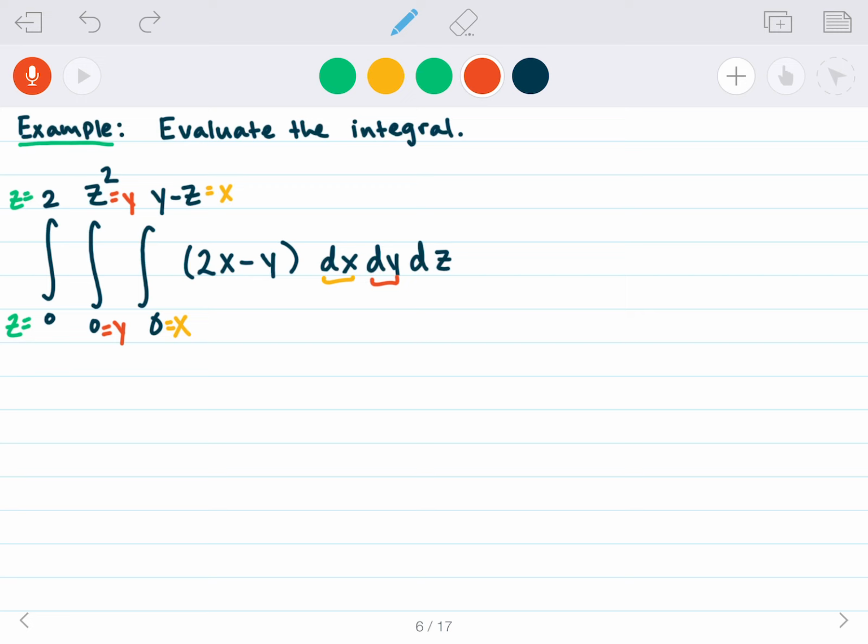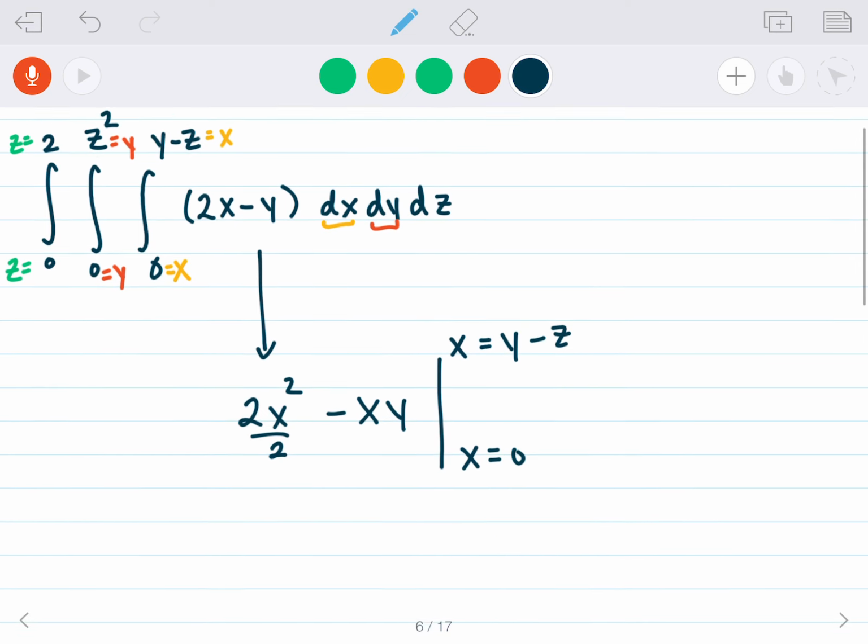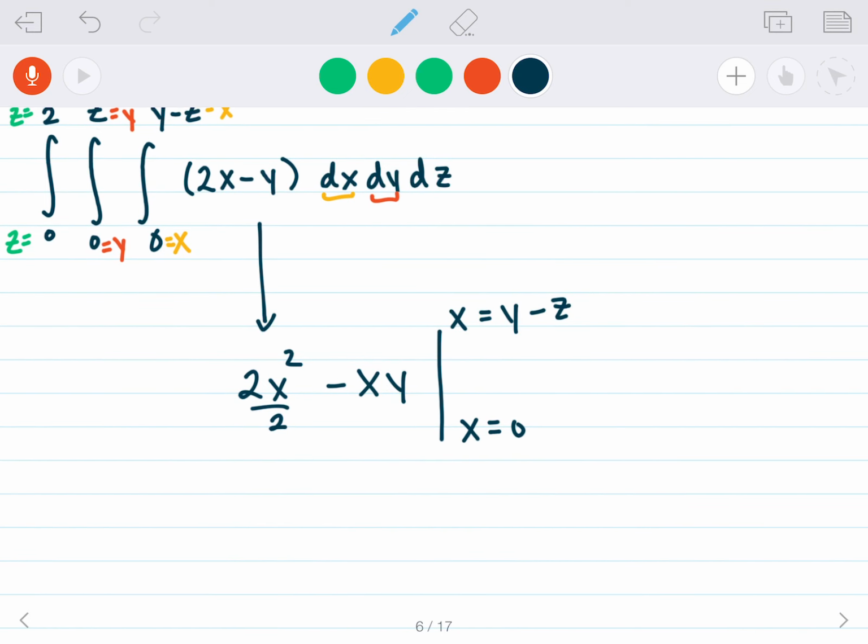Now remember, when we do that, everything else that doesn't involve an x is understood to be constant. So when we integrate with respect to x, we get 2x squared over 2 minus xy. Remember, y is understood to be a constant. And our bounds, we're going from x equals 0 to x equals y minus z. So I'm going to plug in y minus z for x. These clear right here. So I get (y minus z) squared minus, and then again I have y times (y minus z). This y right there, I'll just move to the front.